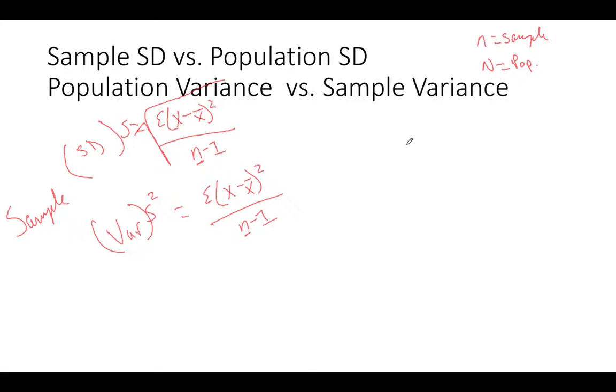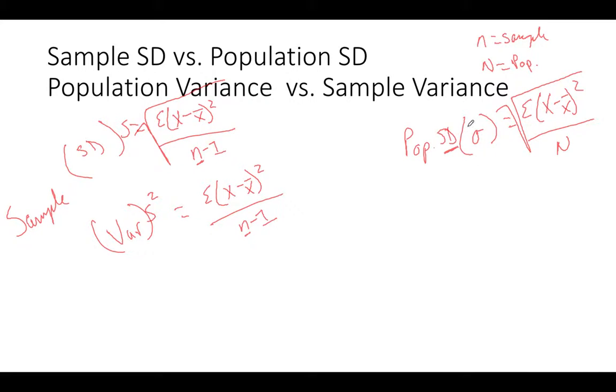Now for the population, the formula changes just a little bit. For the population standard deviation, in our particular case, it's going to be this particular symbol here, and it looks like an O, but it's just kind of like a fancy O. It's going to be the exact same formula, so the sum of our square deviations divided now by capital N. And here we're going to take the square root of that, because here we're talking about standard deviation.